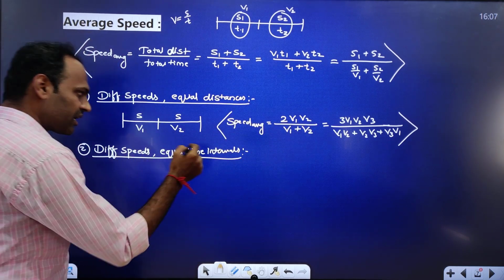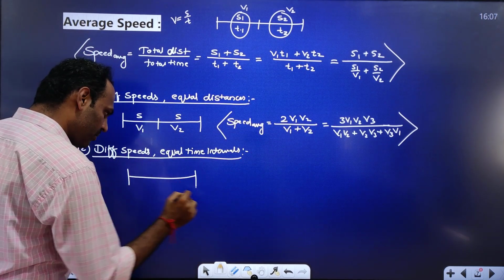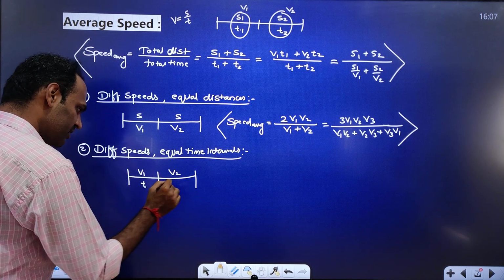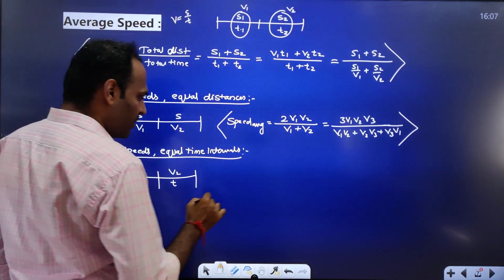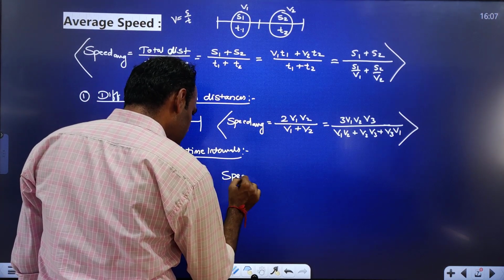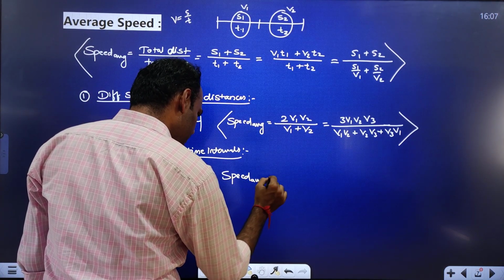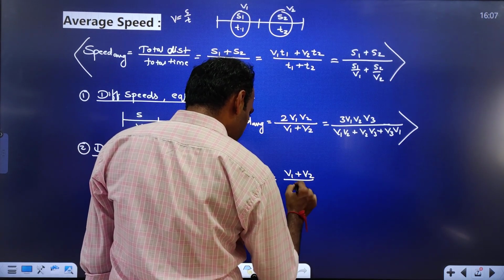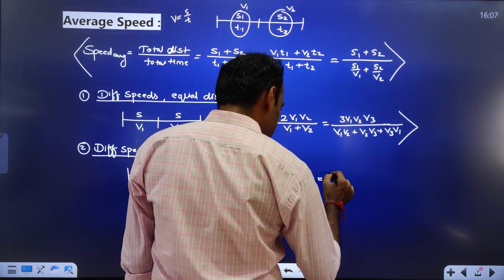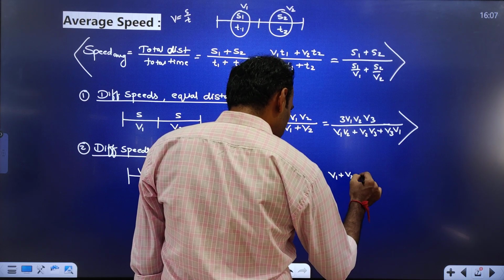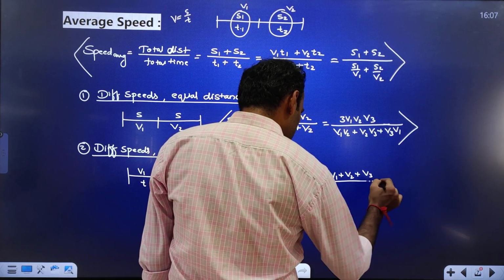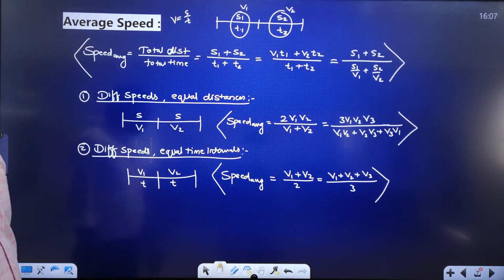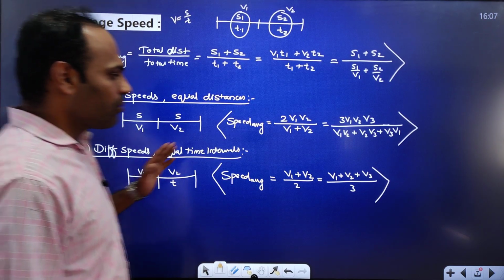If the speeds are different and time interval is same, you know, for example, here the speed is v1, here the speed is v2, and the time is the same for both. Okay, so in this case, average speed will be equal to v1 plus v2 divided by 2 if two different speeds are there. If three different speeds are there, then it will be v1 plus v2 plus v3 divided by 3. So this much will be the average speed. Correct? Next, this is all about average speed.